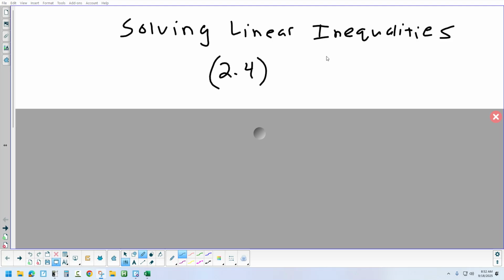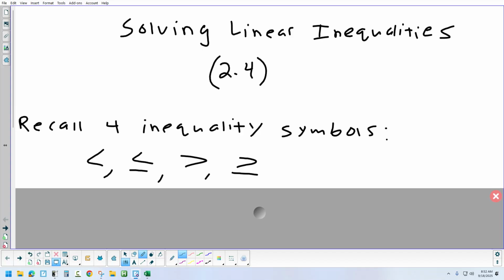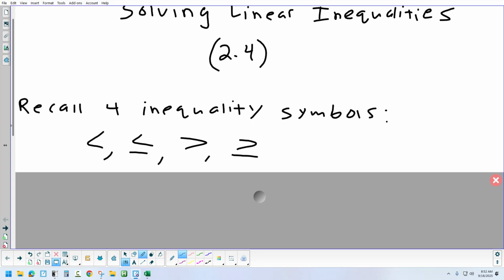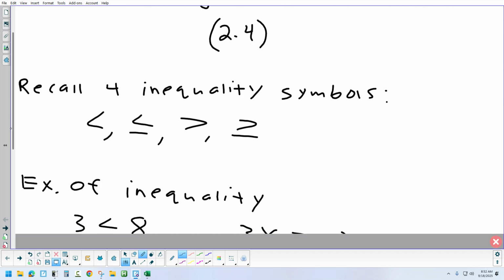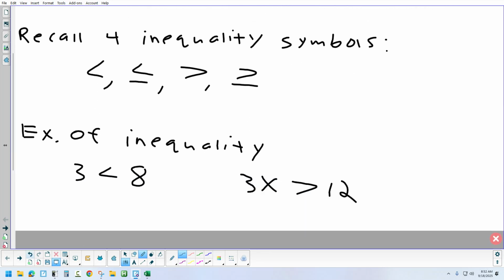Okay, so the last section we're going to look at for this week is 2.4, and that is on solving linear inequalities. So, quick reminder, for inequality symbols: less than, greater than, less than or equal to, greater than or equal to. When we're talking about an inequality, those are the four symbols that you will see. So these are different examples of inequalities.